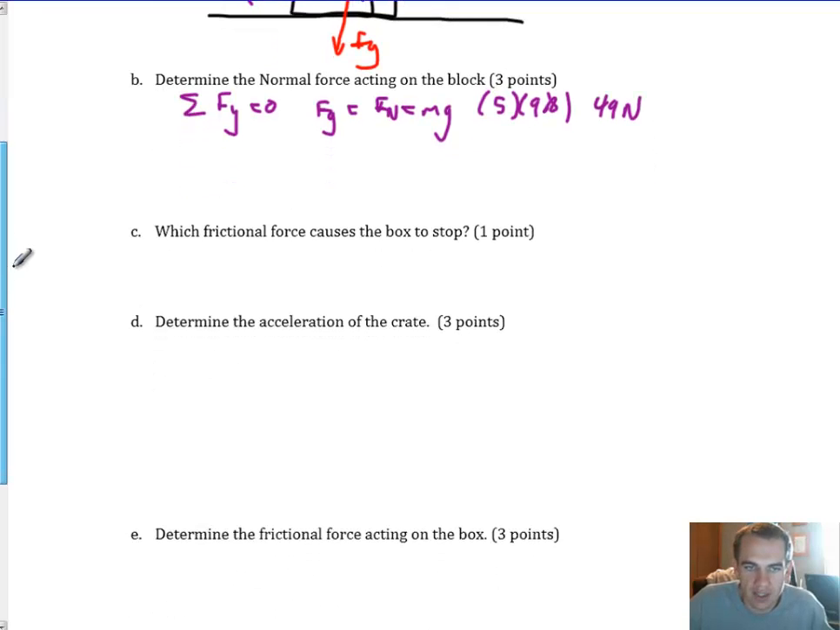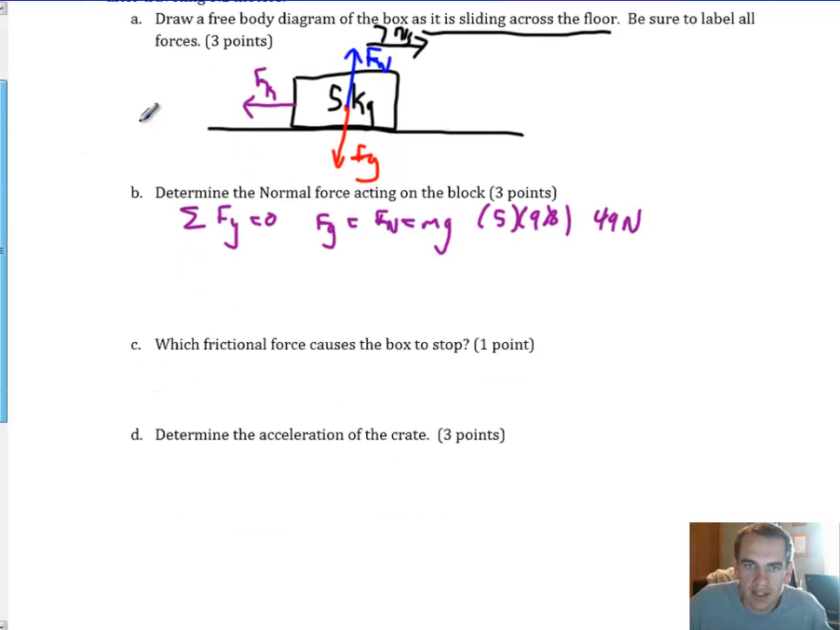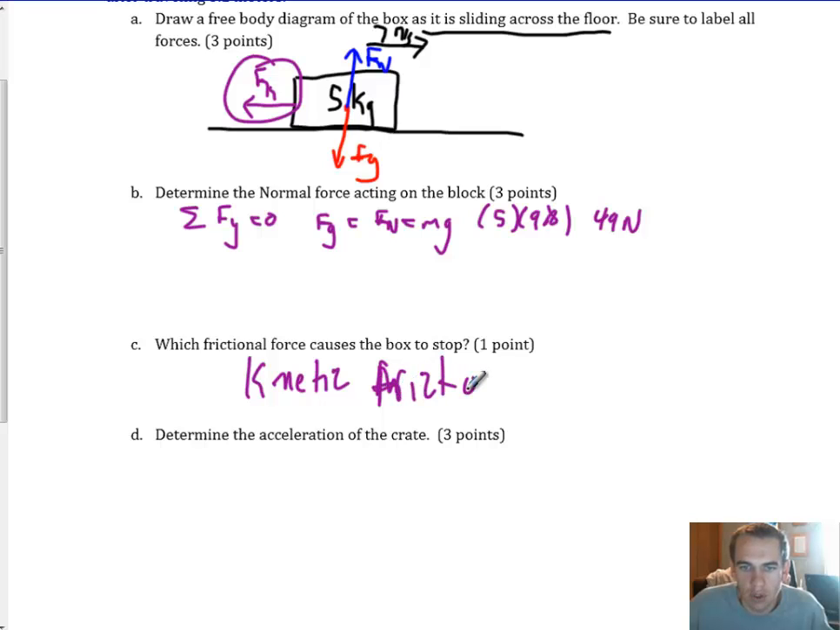Which frictional force causes the box to stop? Well, it's in motion, and the thing that's causing it to stop is right here, Fk. That means kinetic friction. Kinetic friction is opposing the sliding motion of the box. The box is in motion.